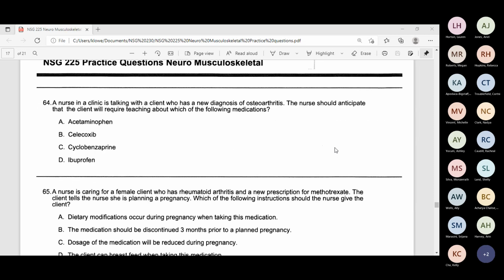Nurse in a clinic is talking with a client who has a new diagnosis of osteoarthritis. The nurse should anticipate that the client will require teaching about which of the following medications? Acetaminophen. Yes. So if we've talked about ibuprofen, the celecoxib is like a Celebrex. It's an NSAID as well. So we want to go with the medication that has the least side effects. And so acetaminophen is always a good choice.